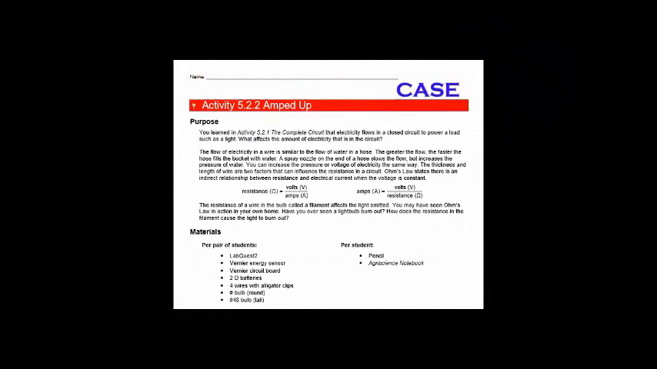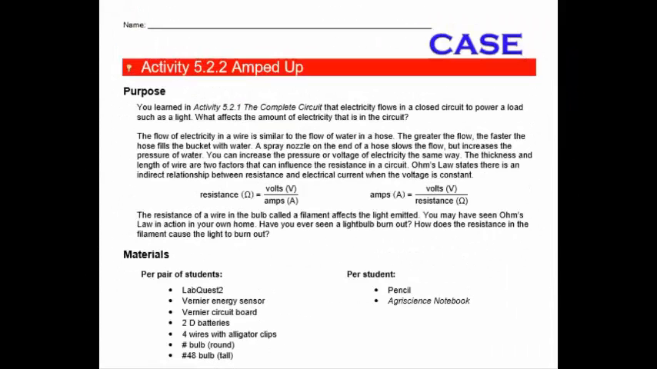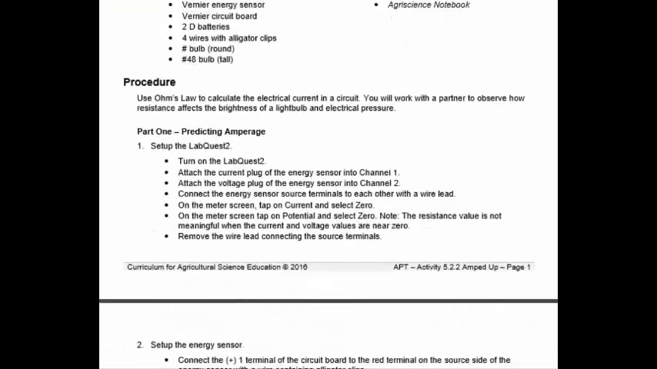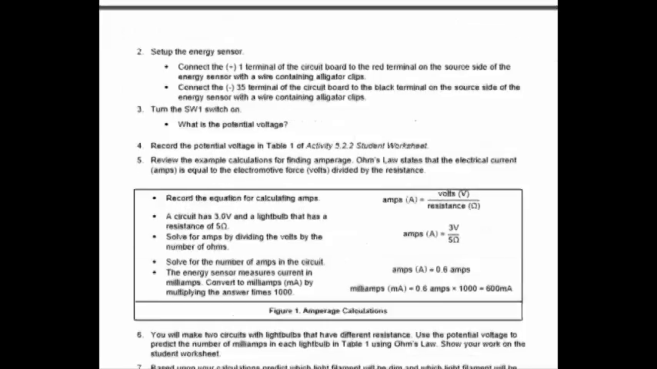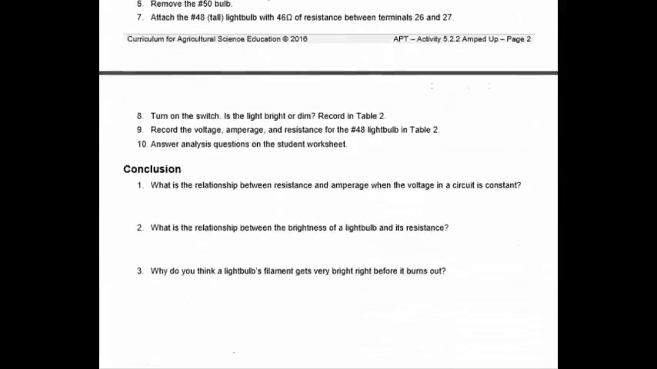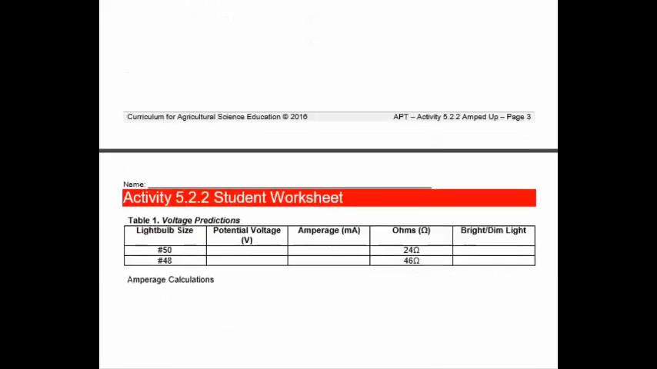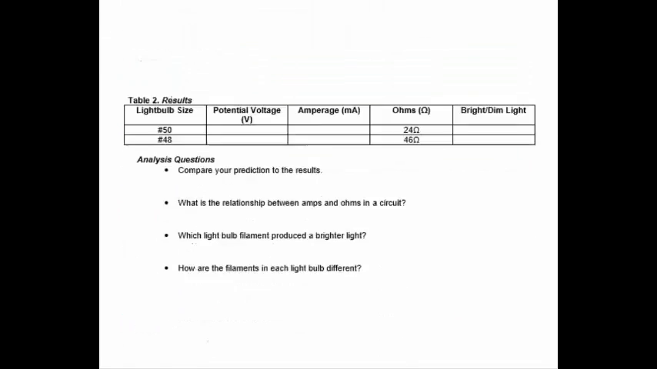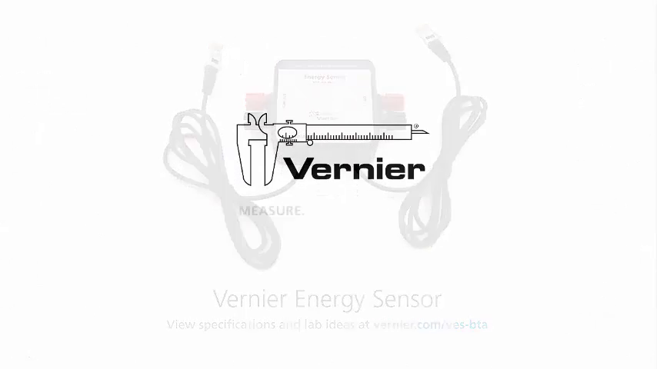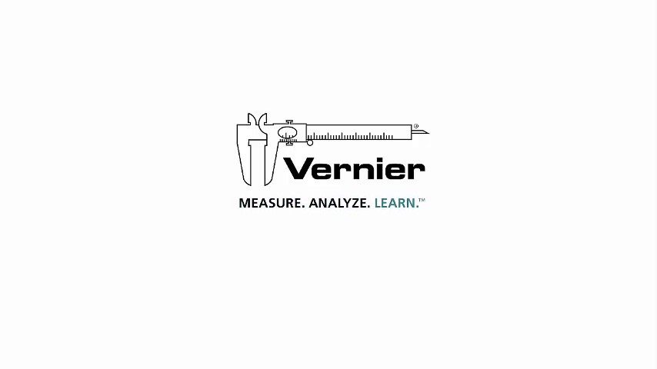During Activity 5.2.2, Amped Up, you will calculate amps, volts, and ohms in a circuit using Ohm's law in order to understand the relationship between amps, volts, and ohms. Your teacher will provide more information for the activity. During the activity, you'll use the Vernier energy sensor. The following clip provides an overview for use of this sensor.